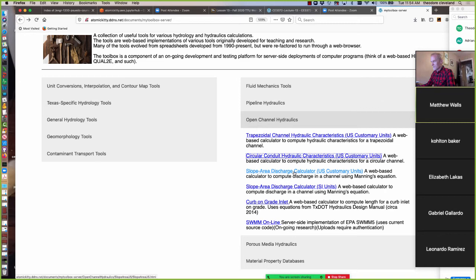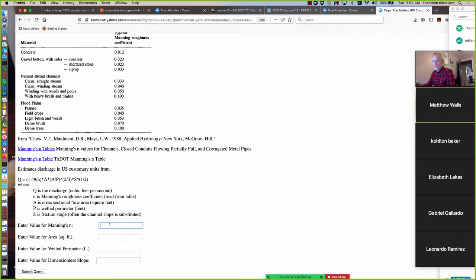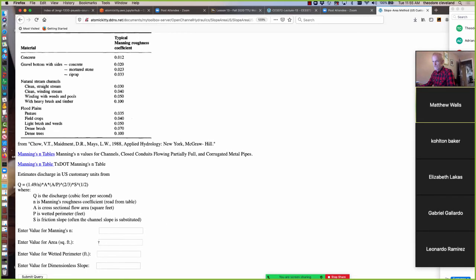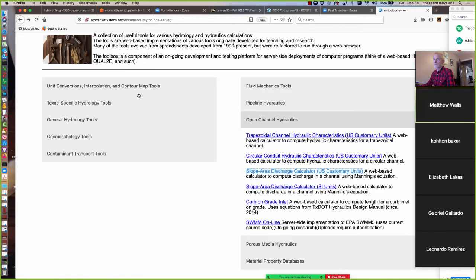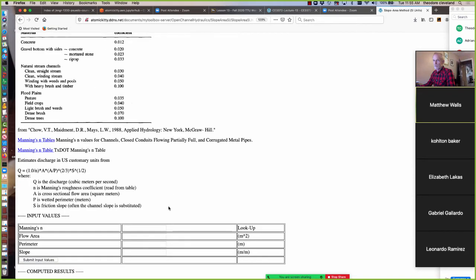Slope area discharge. And again, you put Manning's N, flow area, wetted perimeter, slope, and hit submit. And so a fair question is, why are we entering area and wetted perimeter? The reason we're doing that is this handles any geometry, and we use one of our geometry tools to handle the other case. And there's also one that's done in... Oh, this one might work.